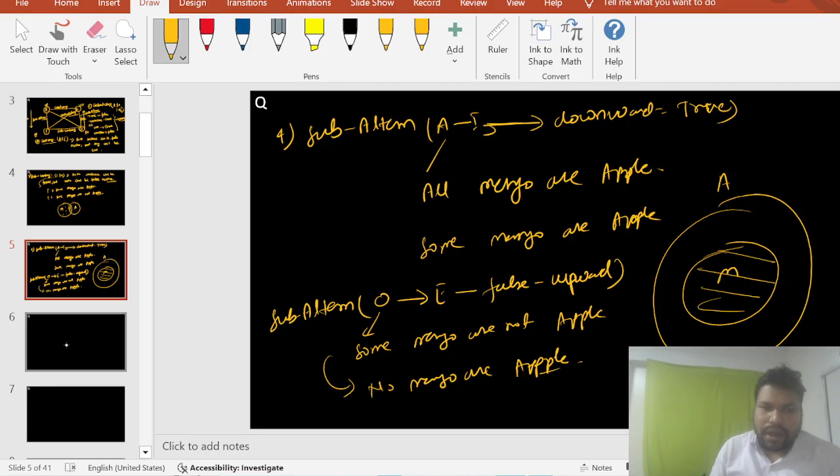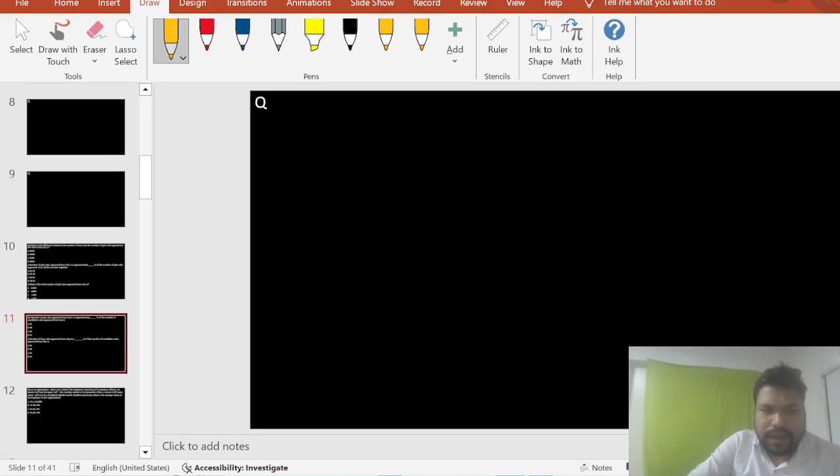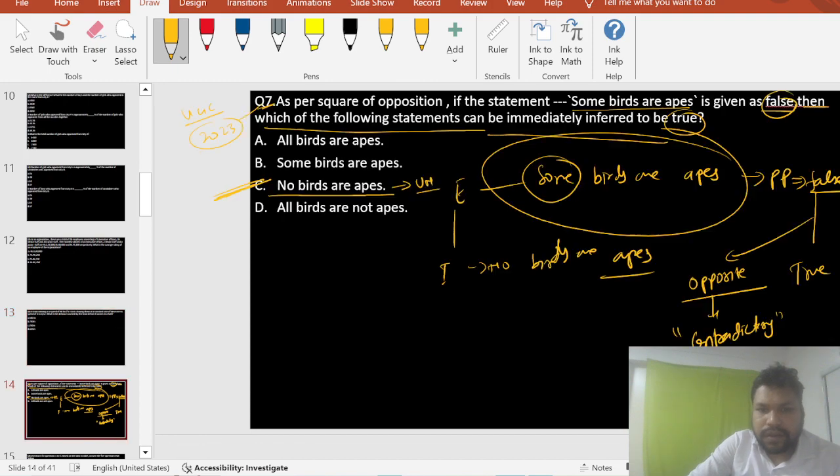Now I will show you some questions that they have asked in PYQ. You can see this question, which I have solved here. This is UGC NET 2023. As per the square of opposition, if the sentence "some birds are apps" is given as false, then which of the following statements is true? You need to find out just the opposite. Means if a false is given, the false's opposite is true, and the opposite sentence means what? It's a contradictory.